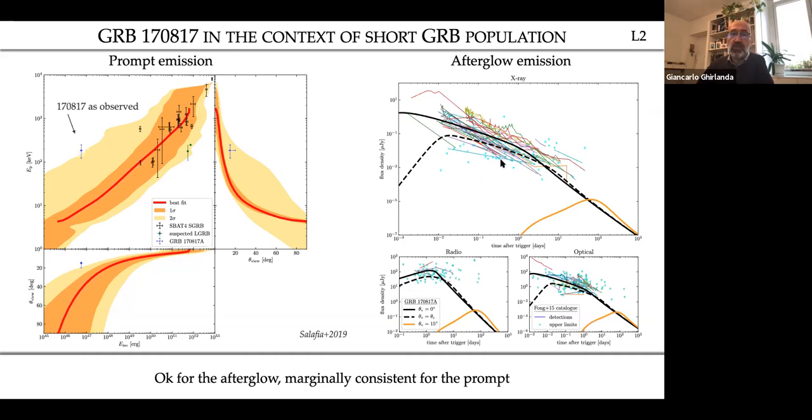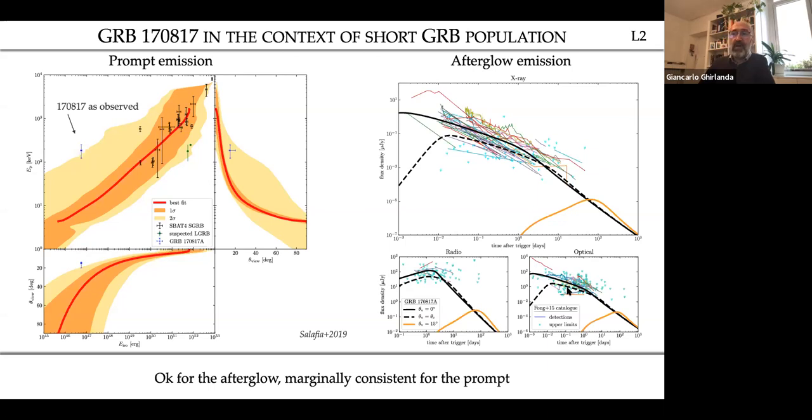So for the population of short GRBs, what this demonstrates is that with the given structure that we derive by modeling all the information we have from the light curve and the radio imaging, if this structure is common to other GRBs, 170817, if observed within the core, would have appeared as a normal afterglow, both in the X-ray, in the radio, and in the optical.